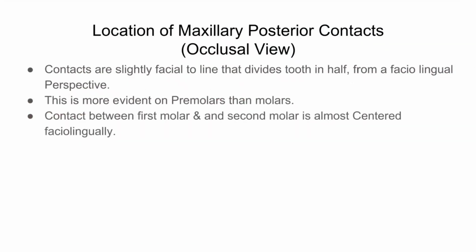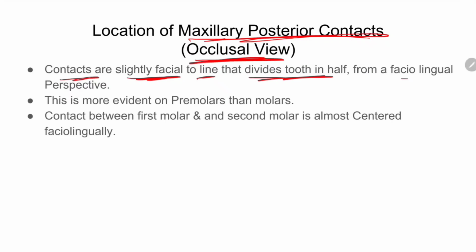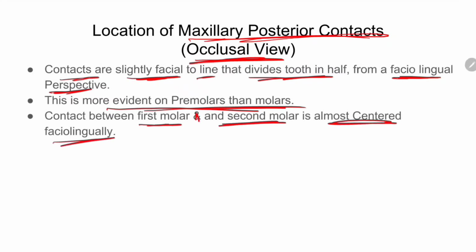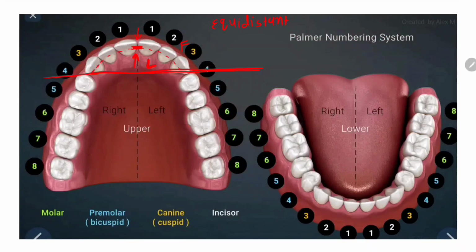Now moving to maxillary posterior contact areas from the occlusal view. Here, contact areas are slightly facial to the line that divides the tooth in half from a faciolingual perspective. This is more evident on premolars than molars, and the contact between the first molar and second molar is almost centered faciolingually. Now see in this image, again we are bisecting these teeth in two parts on both sides.